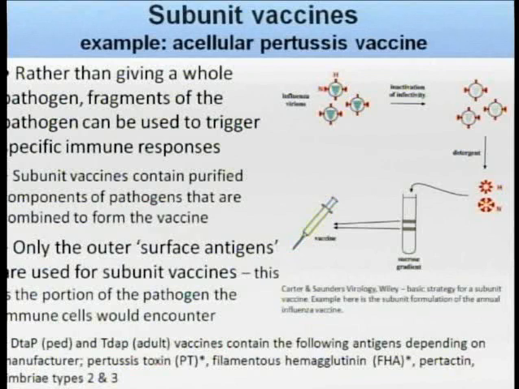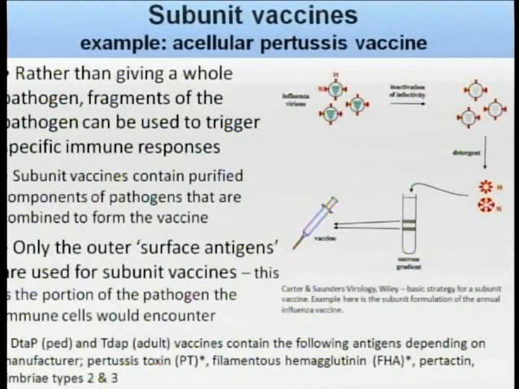And what happens in a subunit vaccine is that instead of giving a whole pathogen, you can give fragments of the pathogen to trigger an immune response, so just pieces of the pathogen. So the subunit vaccine will contain purified components of the pathogen that are then combined to make the vaccine. So again, this is not a live pathogen. This is just pieces of the pathogen. And typically, we pick pieces of the pathogen that are on the outside, kind of like the coat that the pathogen would wear, the things that the immune system would recognize and respond to. So only the outer surface antigens are used for subunit vaccines.